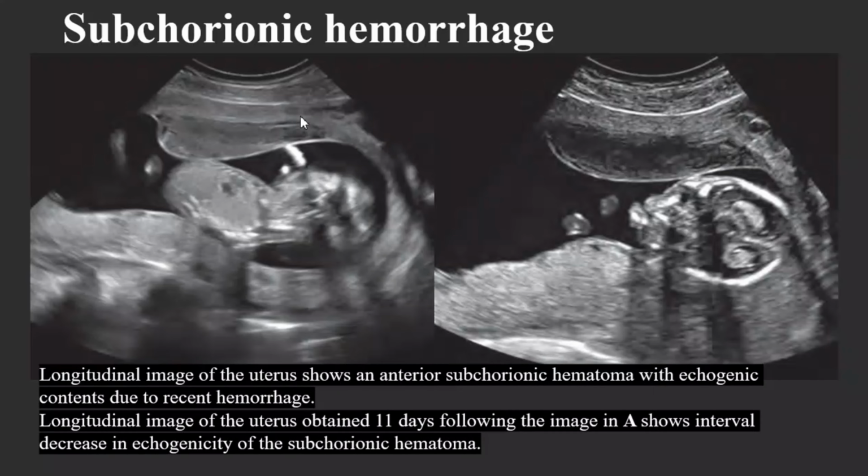Here we can see the longitudinal image of the uterus, and it shows the anteriorly lying subchorionic hematoma with echogenic contents due to the recent hemorrhage. And here we can see the fetus. This one is the fetal head and this one is the fetal thorax.